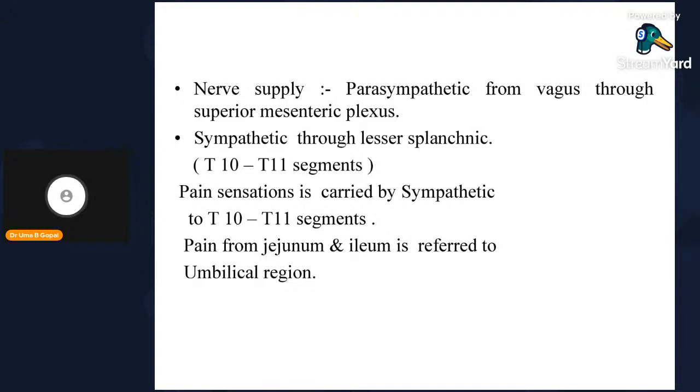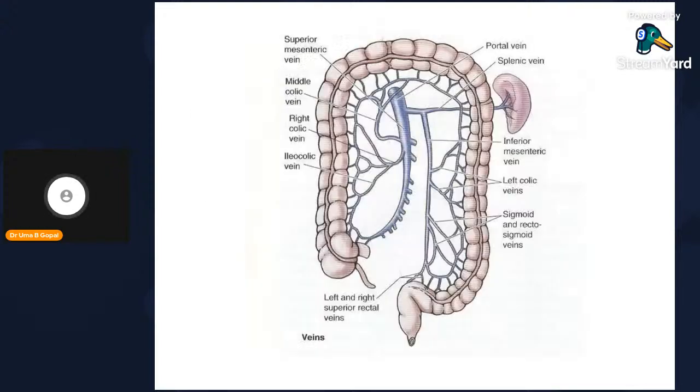Now supply: parasympathetic from vagus through superior mesenteric plexus, sympathetic through lesser splanchnic nerve, T10 to T11 segment. Pain sensation is carried by sympathetic T10 to T11 segment. Pain from jejunum and ileum is referred to the umbilical region based on the segmental innervations of the spinal nerves.